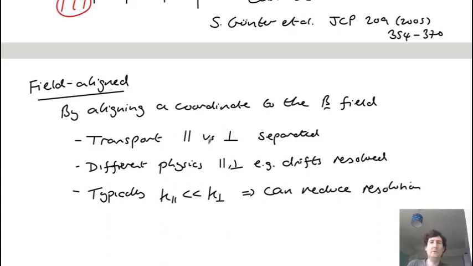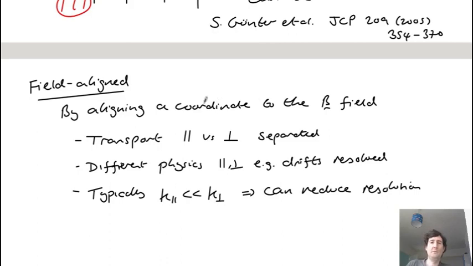So we resolve the difference between the parallel and perpendicular transport. We can implement different physics for the parallel and perpendicular dynamics. So for example, drifts in the perpendicular direction. And because in most phenomena, in the parallel direction the wave numbers are very long, because they're typically the size of the machine, whereas k-perp, the perpendicular wave numbers, the length scales are kind of Larmor radius or that kind of order, and so typically the wavelengths along the field are much longer than the perpendicular wavelengths.